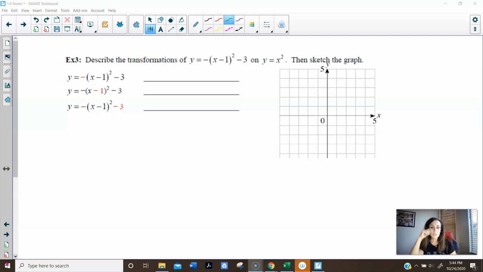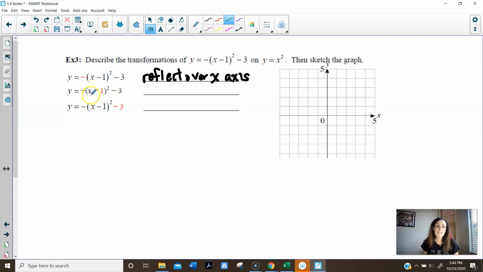So we're going to start with a reflection. This negative is going to make the parabola reflect over the x-axis. So if you're describing it, make sure that you put x-axis. So it's going to reflect over x-axis. The x subtract 1 quantity squared, that subtract 1 is inside the function with the x.